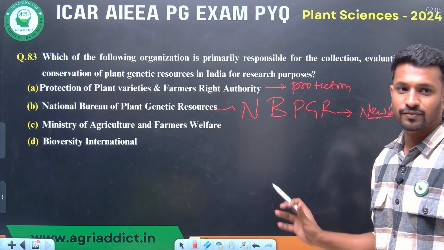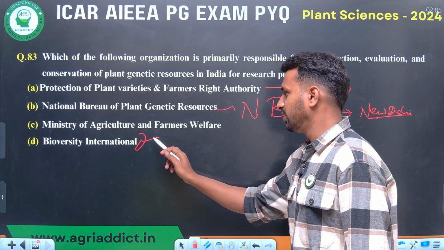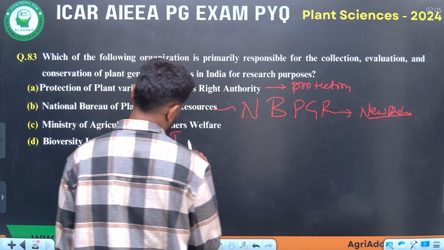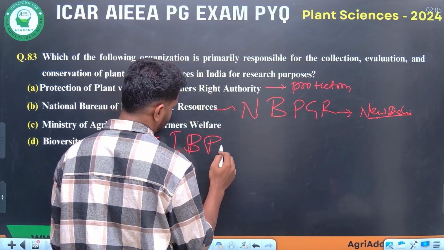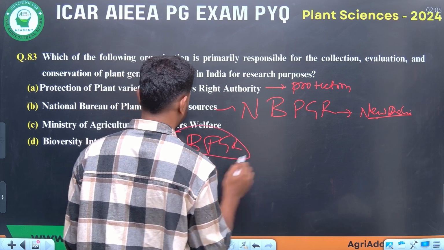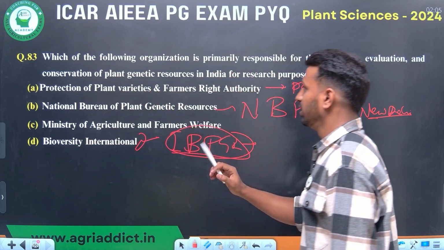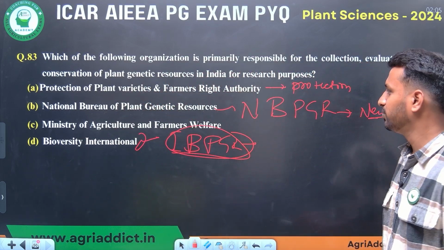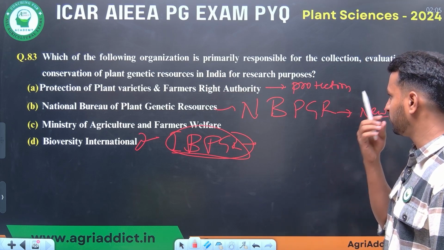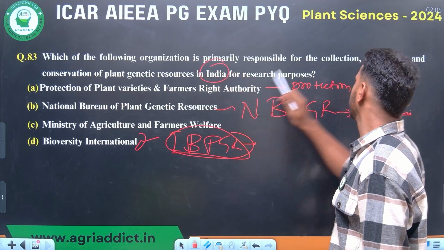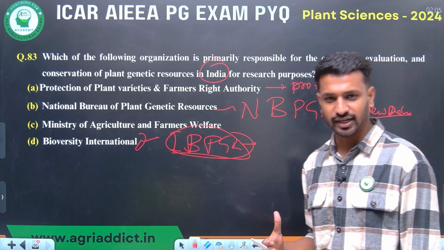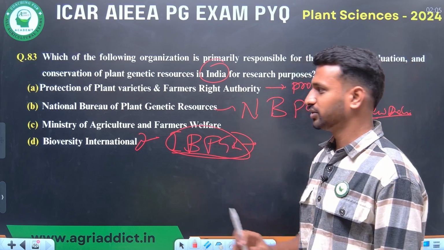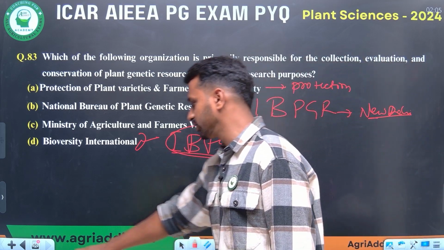Okay, fine. And this is Bioversity International. It was earlier called the International Bureau of Plant Genetic Resources. So this was the international institute, but here it is the National Bureau of Plant Genetic Resources which is responsible for collection in India, for collection, evaluation and everything related to plant genetic resources. This is the institute. So the second one is the correct option.